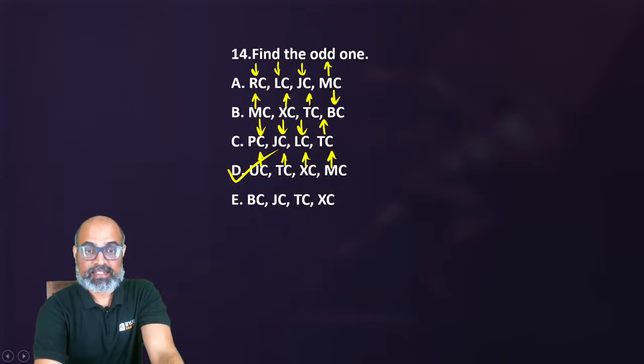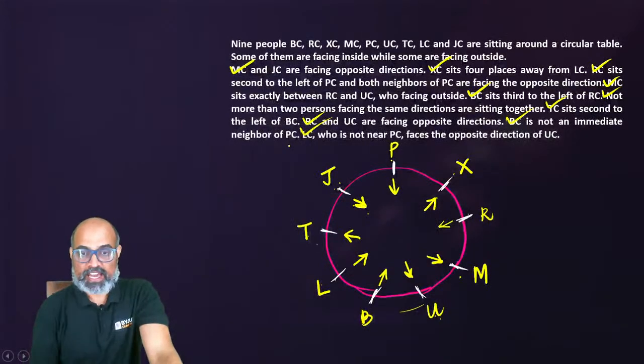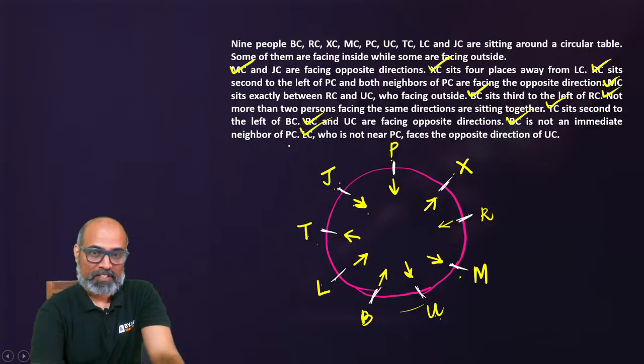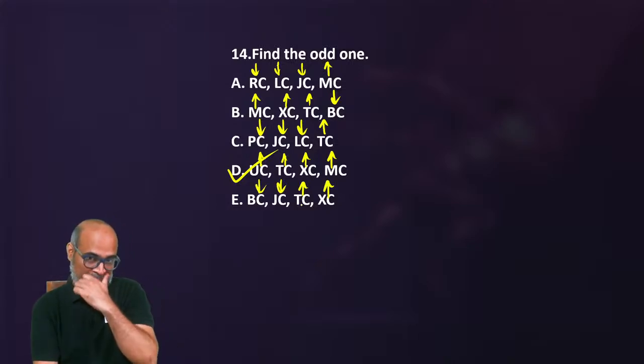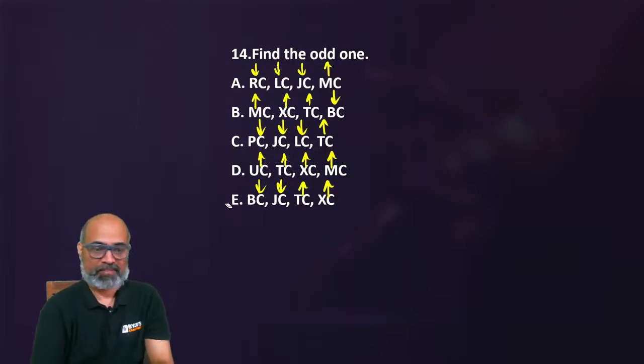Next is B, J, T and X. So we have B, J, T and X. Two people are facing inwards and two people are facing outwards. So two people facing inwards and two people facing outwards. So we have all the combinations here.